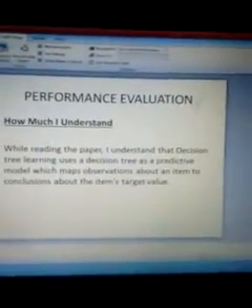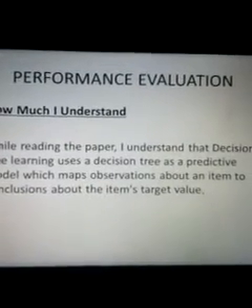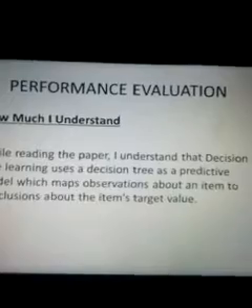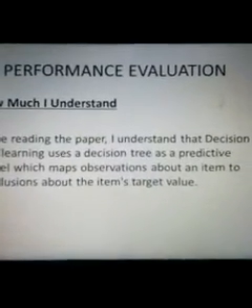Okay, I'm going back to the project. How much I understand. While reading the paper, I understand that decision tree learning uses a decision tree as a predictive model which maps observations about an item to conclusions about the item's target value.